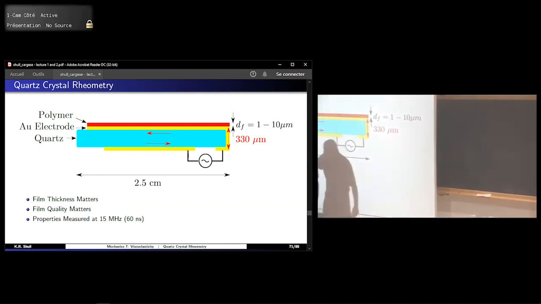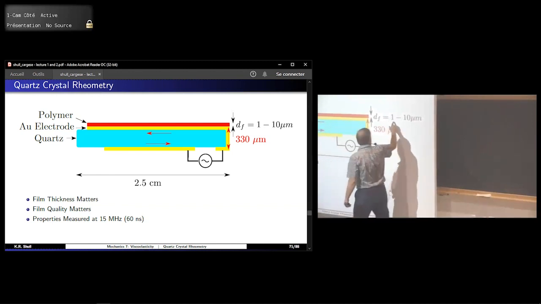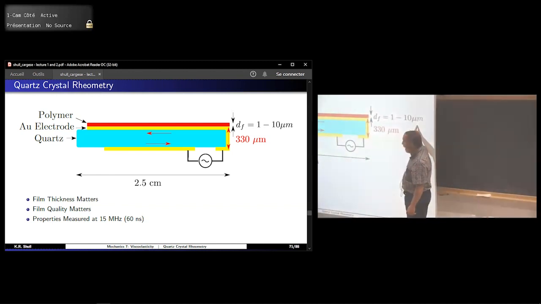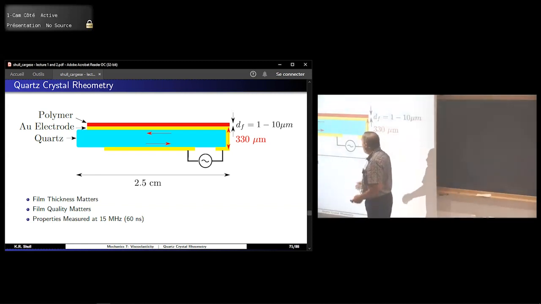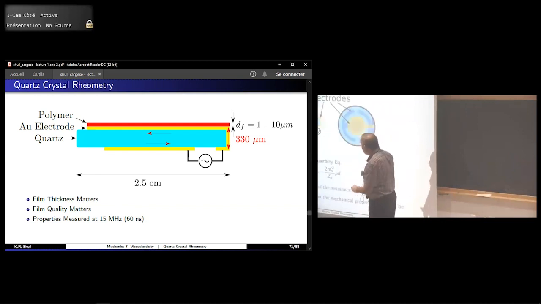Just a couple things about the technique itself. So this is the range of thicknesses that we typically have. Film thickness matters, film quality matters, and it's only measured at fixed frequency. So those are big limitations, but there's still some interesting things that can be done. It's very much a special topics thing, but it's an example of using linear viscoelasticity.